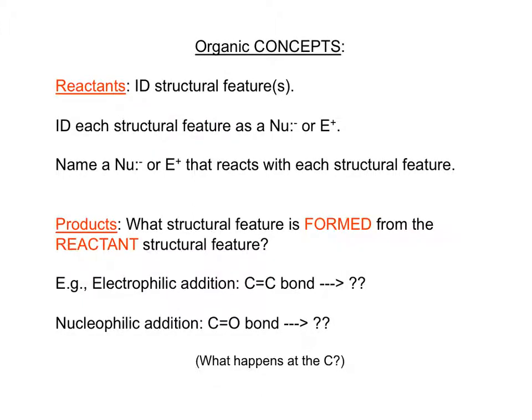Next, we will look at how aldehydes and ketones react. So remember, we identified the structural features in the reactants, and based on those structural features, we can figure out what products form. Aldehydes and ketones undergo addition reactions.